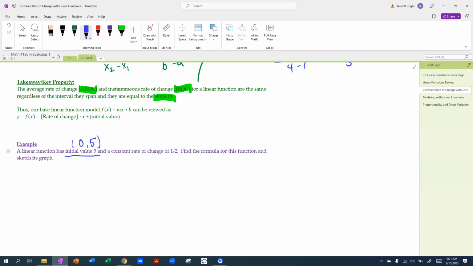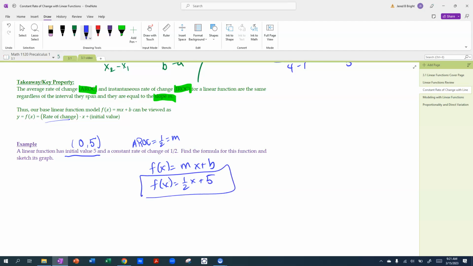Initial value of 5, constant rate of change of 1/2. This is AROC or IROC, it doesn't matter in a linear function. That's 1/2, that's our m. Find the formula for this function. That's actually super quick. f of x is equal to mx plus b. In this case, m was our rate of change, 1/2 x, plus b was our initial value of 5. There we go.